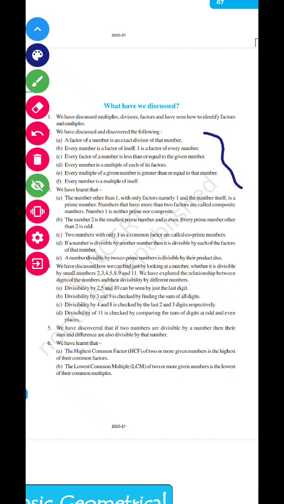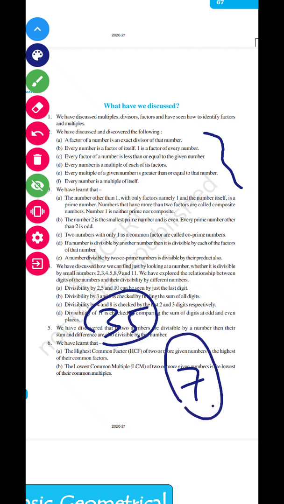See these points. A factor of a number is an exact divisor of that number. So if you take a factor of a number, that is an exact divisor. Exact divisor means that factor will completely divide this number. So see 35, if you take the factor of 35, 7 is a factor. It means 35 is completely divided by 7. That's why factors are called exact divisors.